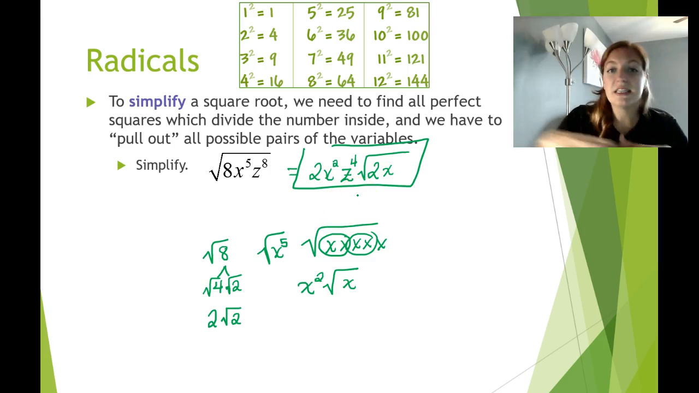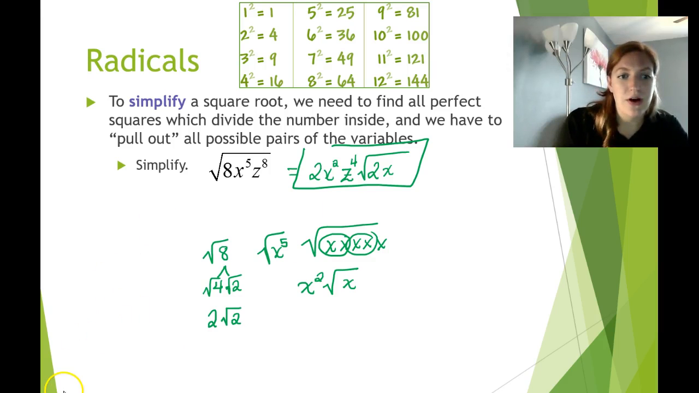So keep practicing that, and remember, study those square roots because they're going to be vitally important as we go along, especially when you get to quadratics. Woo woo! Okay, good luck!